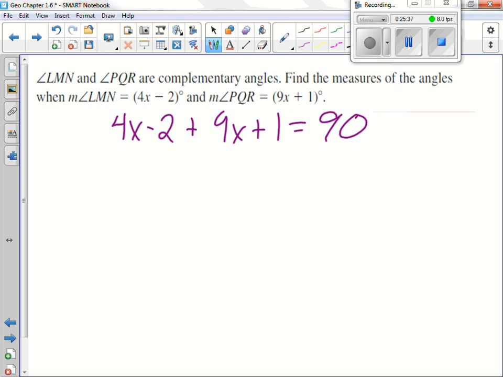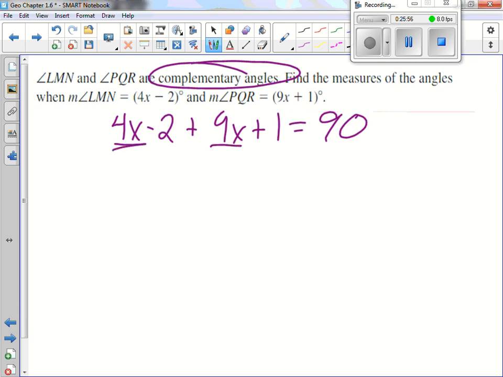So if we add these two together, they equal 90. Because that's just what it told us. It told us that they were complementary angles, so they add together to be 90. So we have 4x minus 2 plus 9x plus 1 is equal to 90.